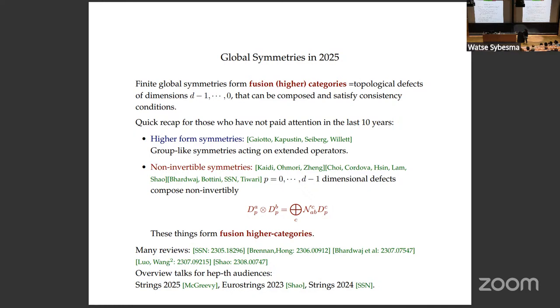They compose: you take a p-dimensional object, you compose it with another one, and out comes a sum with some coefficients. They could be integers, but they could also be actual partition functions of theories. So this is the generic structure that we see in topological defects when they compose in the generic quantum field theory.